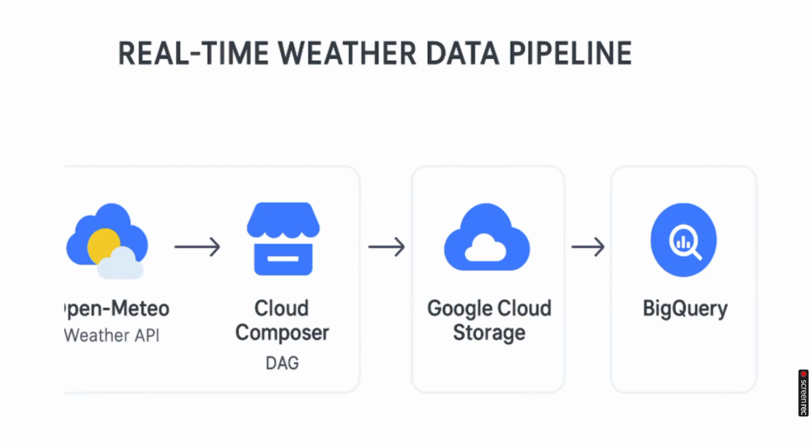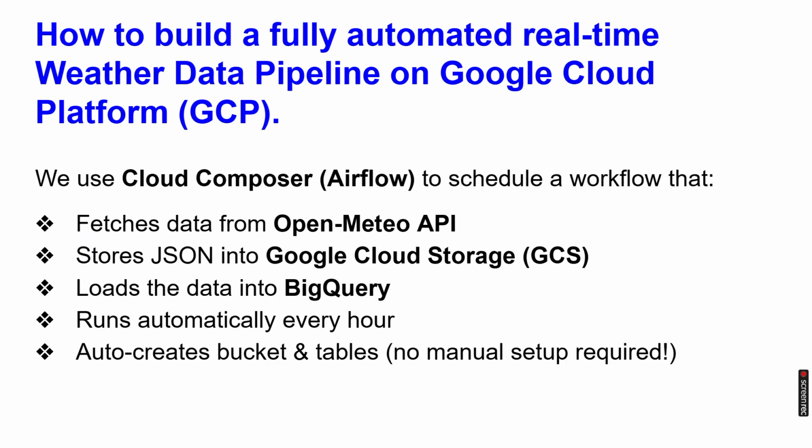We are going to fetch data from the Open-Meteo Weather API, and we are going to load the data into Google BigQuery by using this Cloud Composer DAG, friends. Okay. So these are the steps which we are going to cover. We are going to build a fully automated real-time weather data pipeline on Google Cloud Platform.